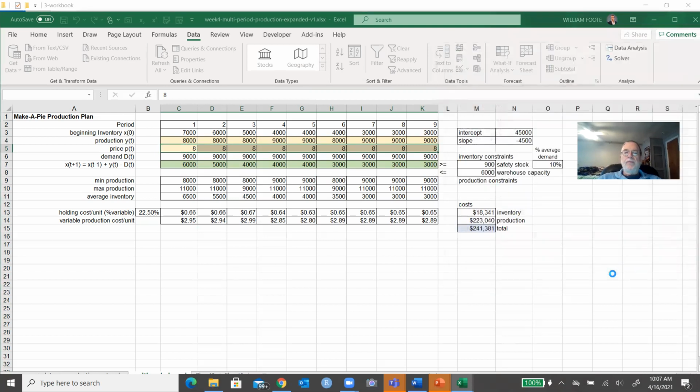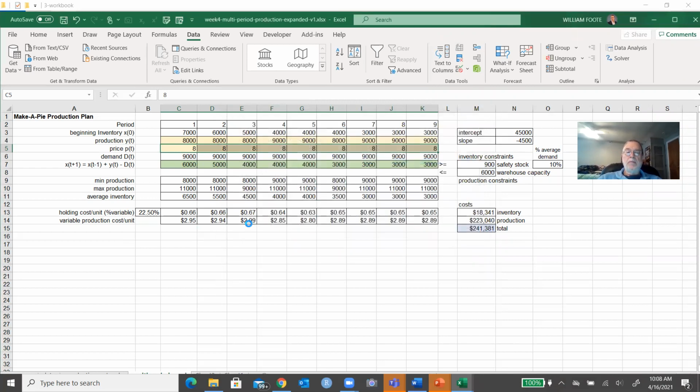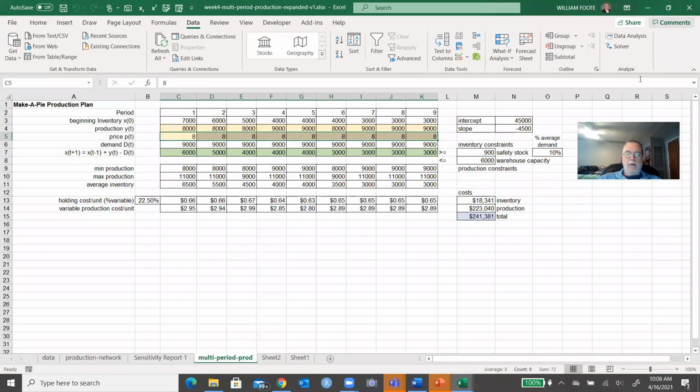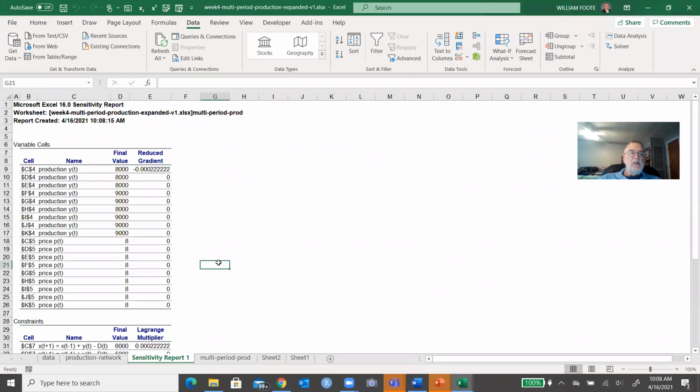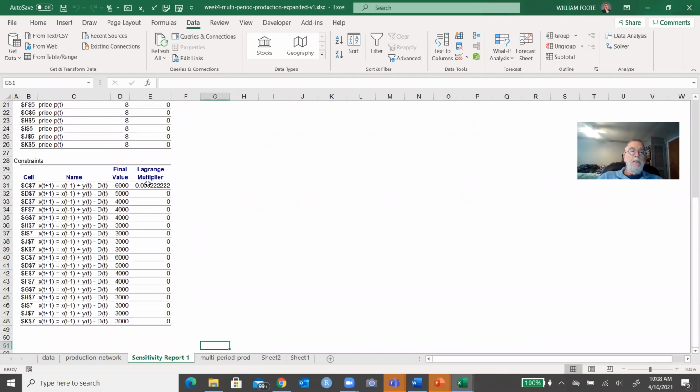And now I'm going to solve. You can see it solves pretty quickly. Obviously, the spinning wheel was a problem in the background. I probably had a fatal conflict in the underlying Excel platform. Can we get a sensitivity? Sure, I want to see a sensitivity. And it's there somewhere. There we go. Sensitivity report. Dual gradient, I don't need. I do need a multiplier.